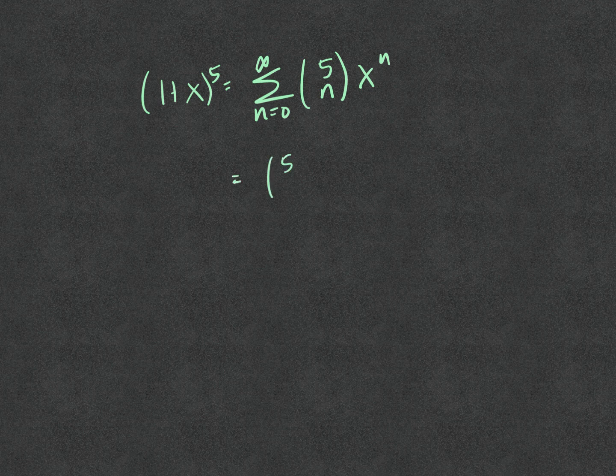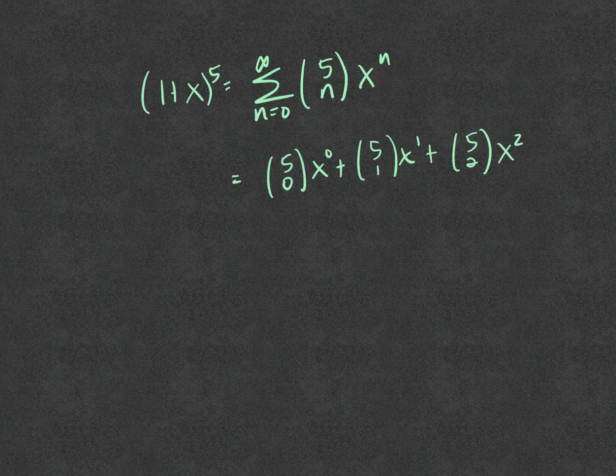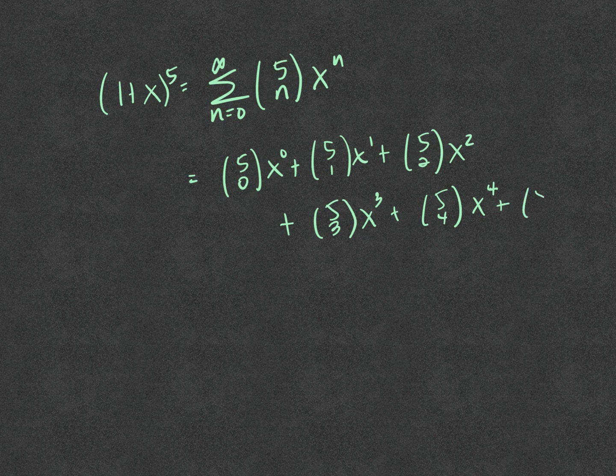You start off with n equals 0, so you have 5 choose 0, x to the 0, plus 5 choose 1, x to the first, plus 5 choose 2. Oh, I'm used to writing fractions, can you tell? So 5 choose 2, x squared, notice it's not a fraction, plus 5 choose 3, x to the third, plus 5 choose 4, x to the fourth, plus, we're going to do 5 choose 5, x to the fifth.